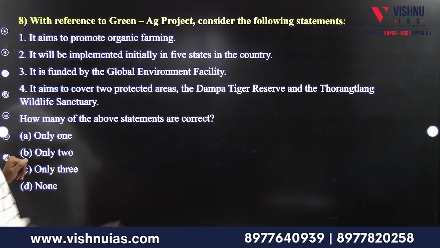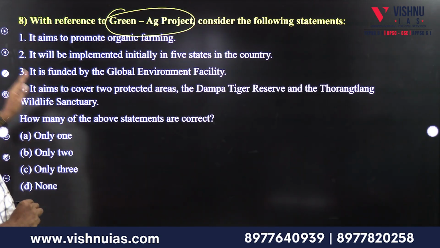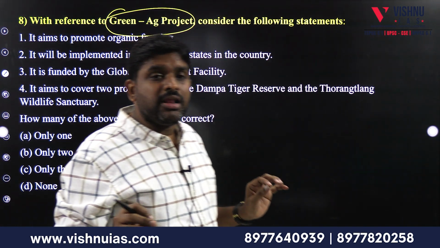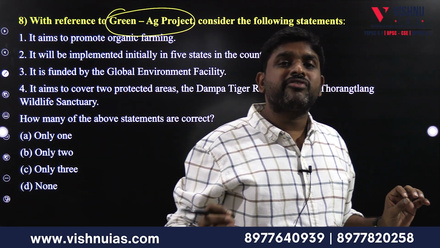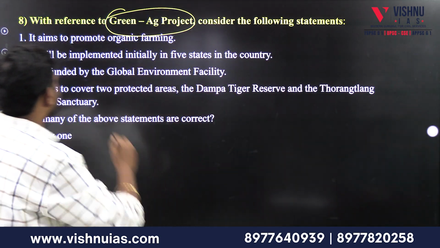Next question. Green AG project. It aims to promote organic farming. No. Farming should be sustainable, environment friendly, but not organic farming. So this is a wrong statement.